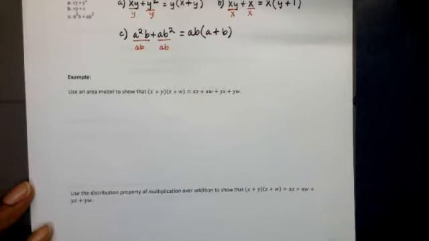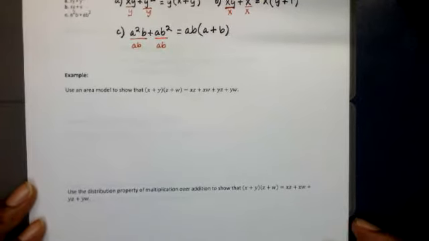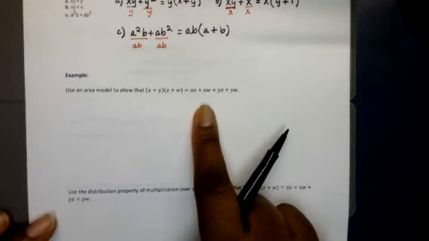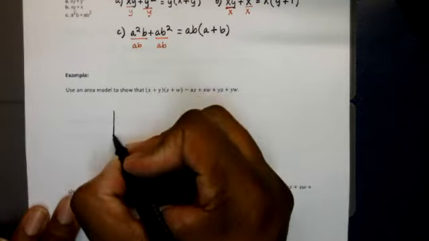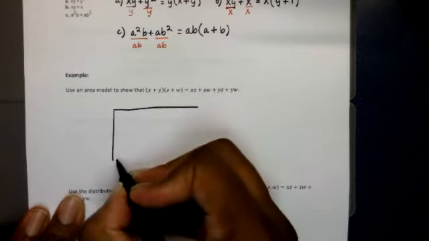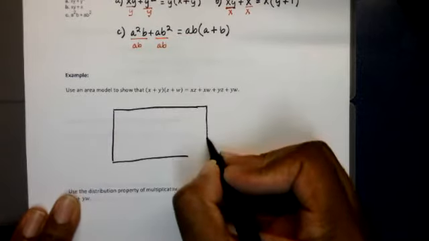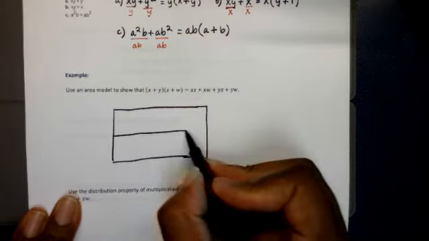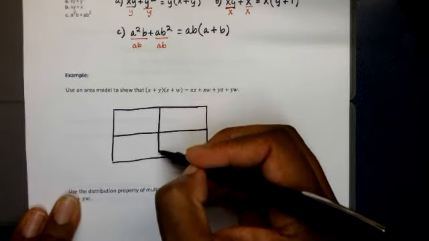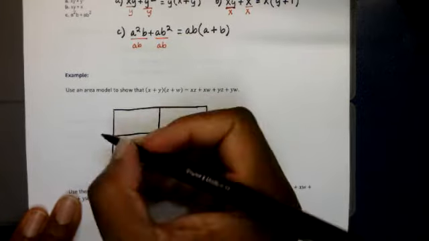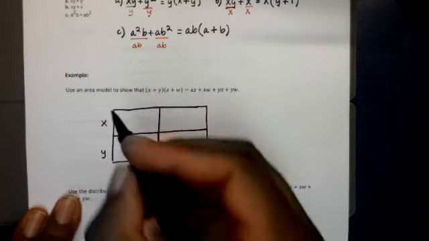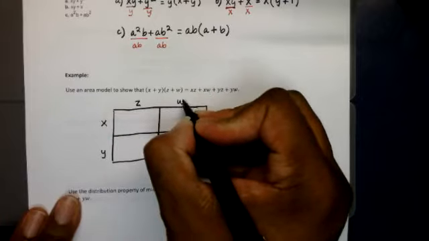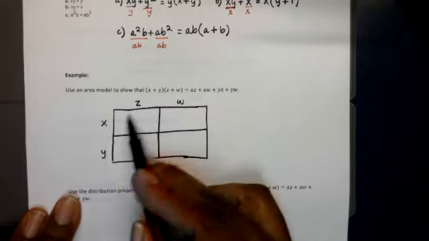All right, next we'll use an area model to show that x plus y times z plus w is equal to xz plus xw plus yz plus yw. So if I use an area model, that means I can just draw a rectangle. I'm going to need 4 boxes here. x plus y, I will put x here and then y here. z plus w will be z here and w here. And then I just multiply here.